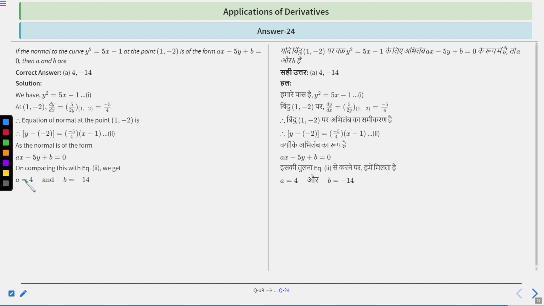As the normal is of the form ax minus 5y plus b equal to 0, when we compare this equation and this equation, you will get a is equal to 4 and b is equal to minus 14. Clear? Okay. First, you have to simplify this equation, right? After that, you can compare this equation and this equation to get the values of a and b. So a will be equal to 4 and b is equal to minus 14.